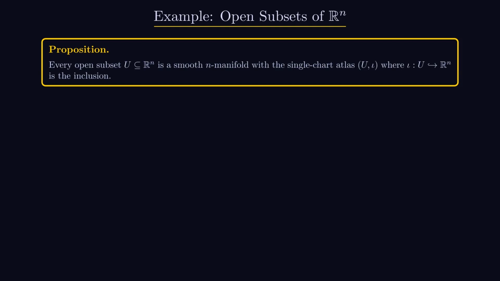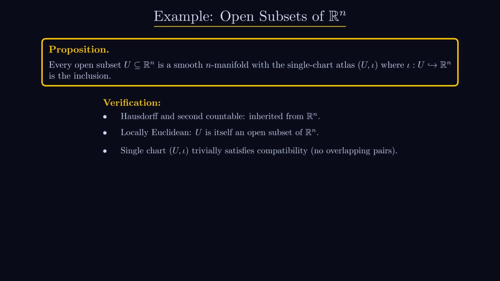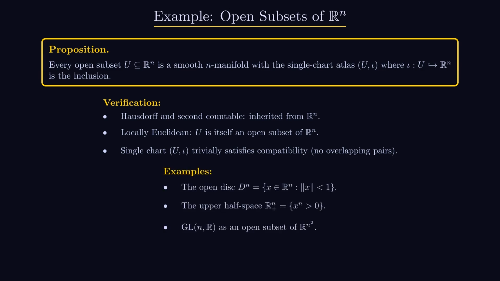Every open subset U of Rn is a smooth n-manifold, with the single chart atlas given by U together with the inclusion map into Rn. Hausdorff and second countability are inherited from Rn. Local Euclideanness is clear since U is itself open in Rn. The single chart trivially satisfies compatibility. There are no overlapping pairs. Examples include the open n-disk, the upper half space, and the general linear group GL(n,R) as an open subset of the space of n by n matrices.